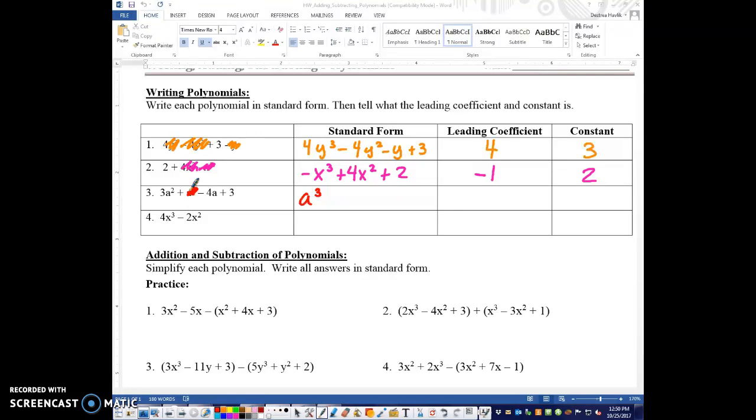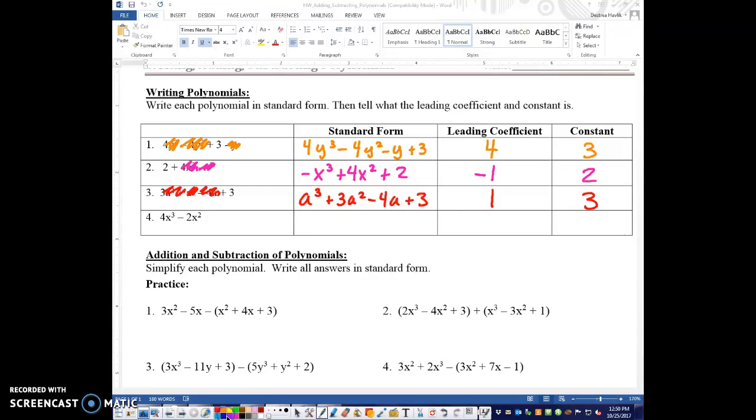Next highest? 3a squared. Next highest? That 1a, right? So negative 4a to the first, but we don't have to write that first. And then we have the plus 3. What is our leading coefficient here? Remember, at the front, it's a what? It's a 1. And then what's our constant? The thing with no variables is a 3.